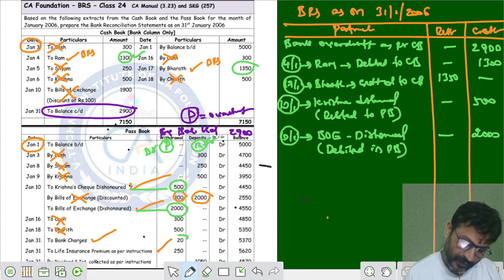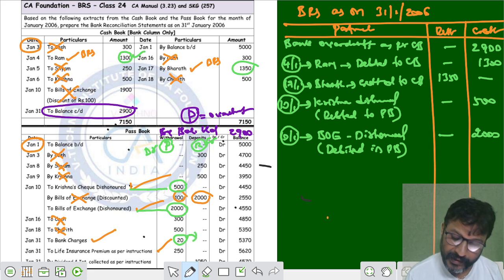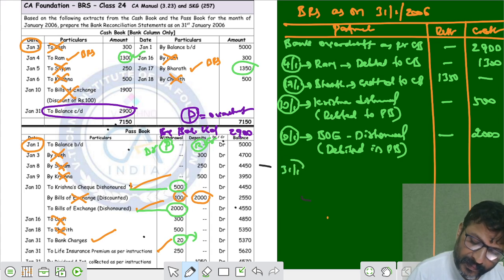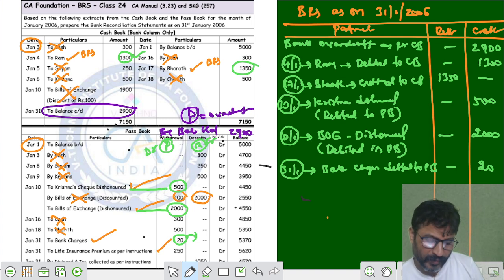Bank charges is taken where? Debited in the passbook. So it is to be recorded where? On the credit side. On what date? That is on 31st January. Bank charges debited to the passbook. We have to take it on the credit side. Amount of 20.